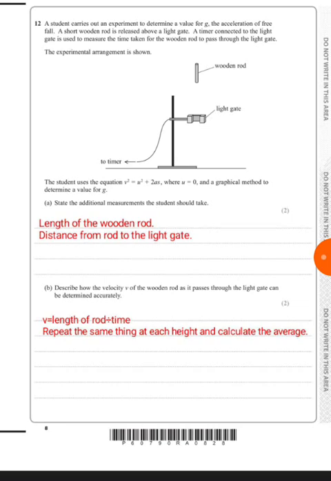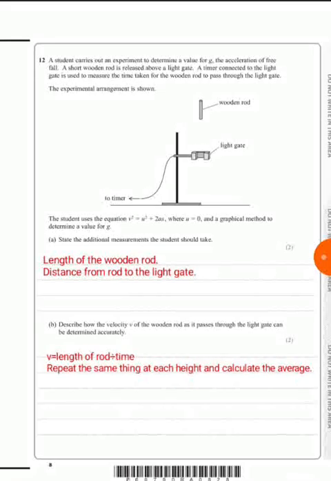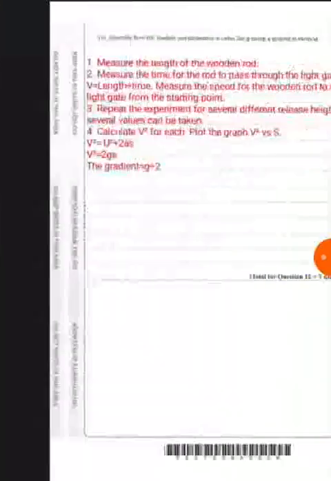So, we should take v equals length of rod divided by time. So they are asking how to get the velocity. So we can get the length of rod divided by time. Repeat the same thing at each height and calculate the average. So they are asking how we can get it accurately. So we must take the length of rod and time, and then divide length of rod by time, and at each height we must repeat the same thing, and we can get the average. So then it's more accurate.